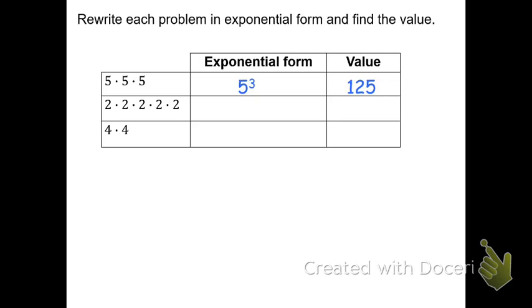Now I'm taking 2 times 2 times 2 times 2 times 2. Try this one. What would that become? Its base is 2, and we're multiplying it together 5 times. This becomes 2 to the 5th power. Multiply it out, and you should get 32. Now the next one's pretty quick. It's just 4 times 4. The base is 4, and we're multiplying it together twice. This becomes 4 squared. 4 squared is 16.